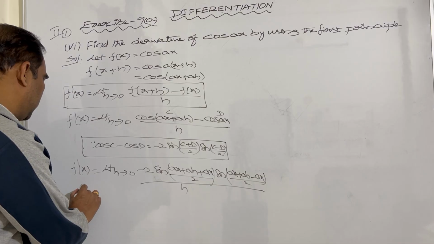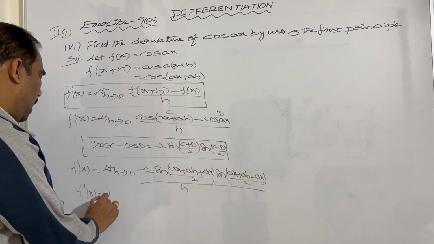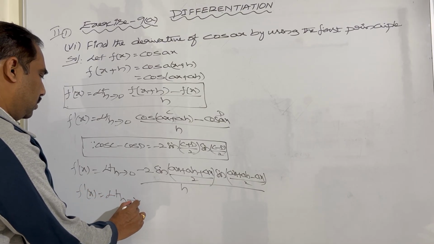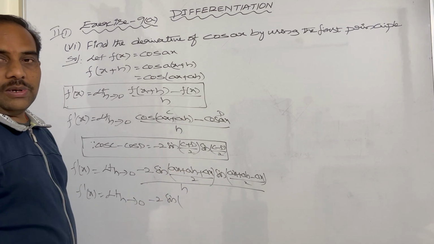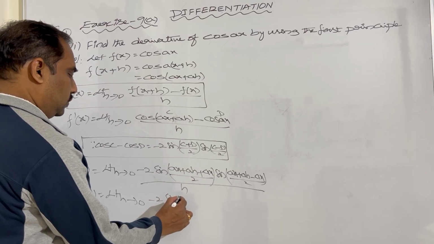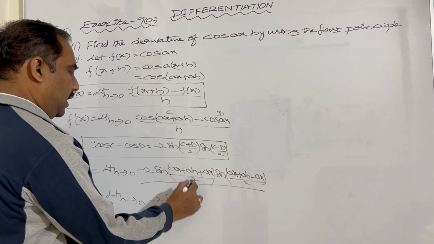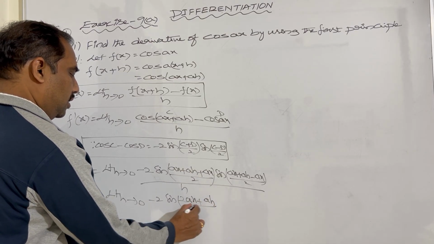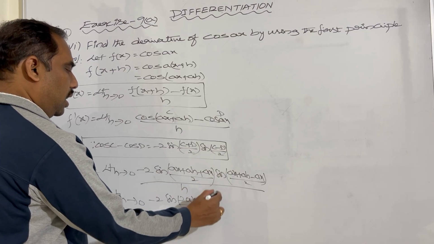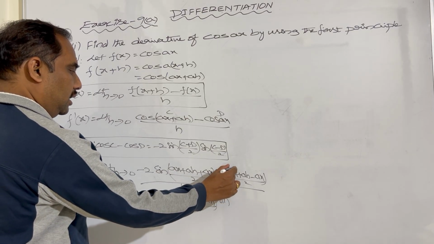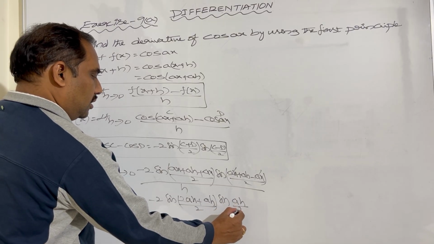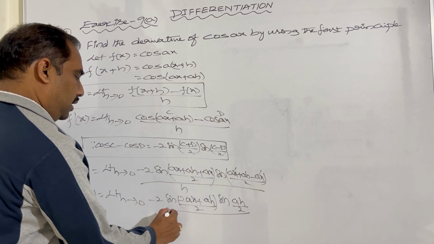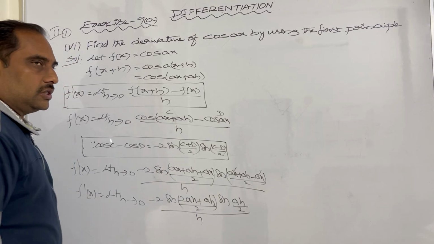So now f dash x is equal to limit h tends to 0, minus 2 sine of ax plus ax, so this is 2ax plus ah, whole divided by 2. And here the ax gets cancelled, so this is sine of ah by 2, whole divided by h.